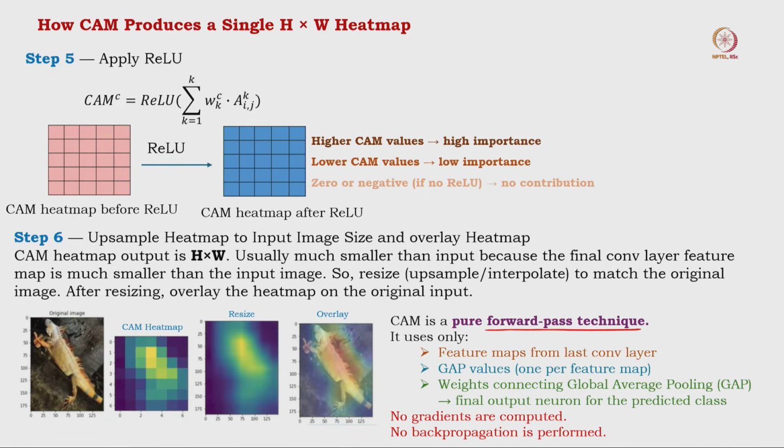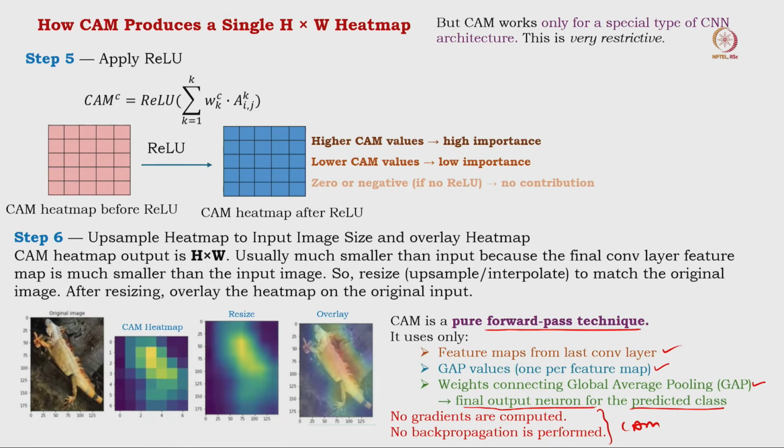It takes the feature map from the last convolution. It uses global average pooling, and the weights connecting the global average pooling to the final output neuron for the predicted class. No gradients are computed and no back propagation is performed in CAMs, because the architecture is very restrictive, a special type of CNN. What is the special type? It has any number of convolutional layers, and then global average pooling, and then just one single fully connected layer.